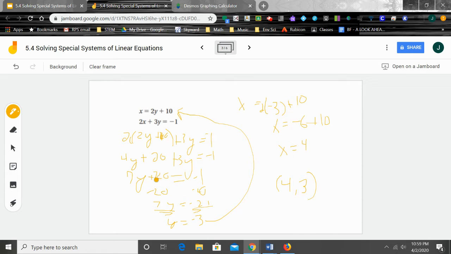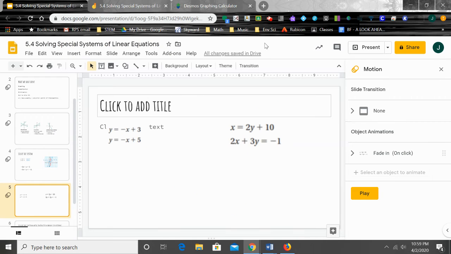Okay. So as you're solving it, if it comes out to be something that's not possible, such as one number equals a completely different number, we know it doesn't work. If we get to an actual point, we know that there's exactly one solution to that system.